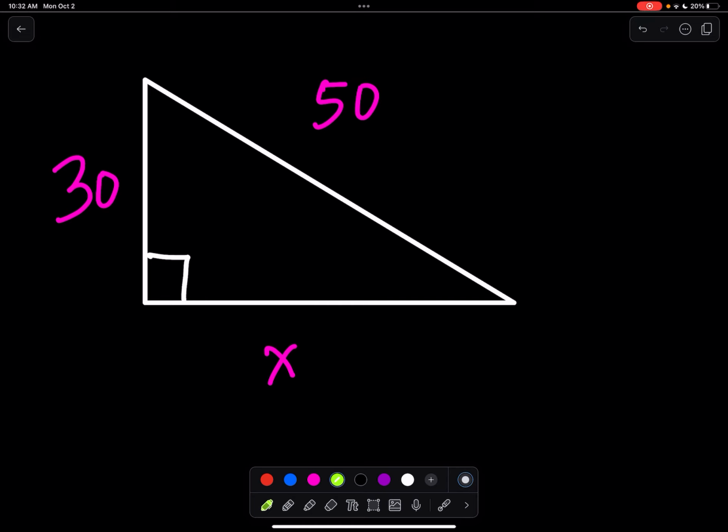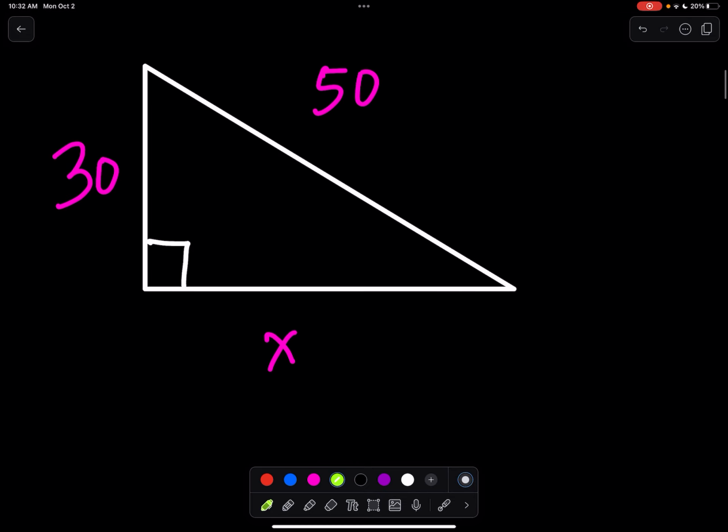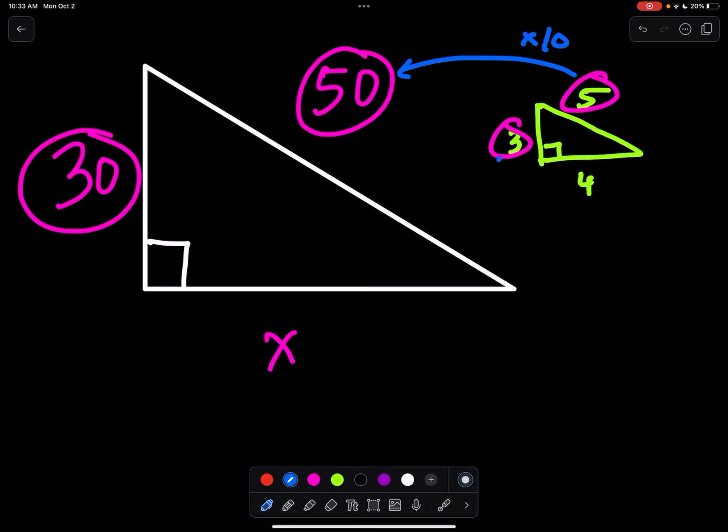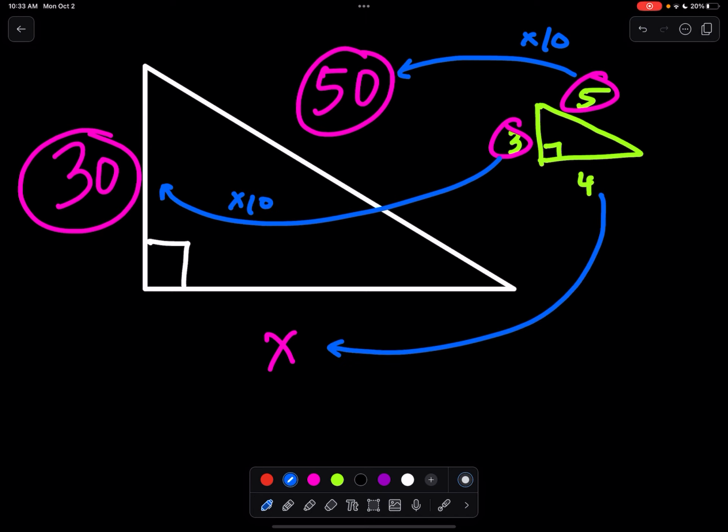And, well, rather than doing 30 squared plus x squared equals 50 squared, you instead could just say, my spider sense goes off. I know that this is kind of like a 3, 4, 5 right triangle. The 30 goes with the 3, the 50 goes with the 5. It's like we took our 3, 4, 5 right triangle and we scaled it up. We multiplied it by 10. So our last side, we'll just scale it up by 10 as well.